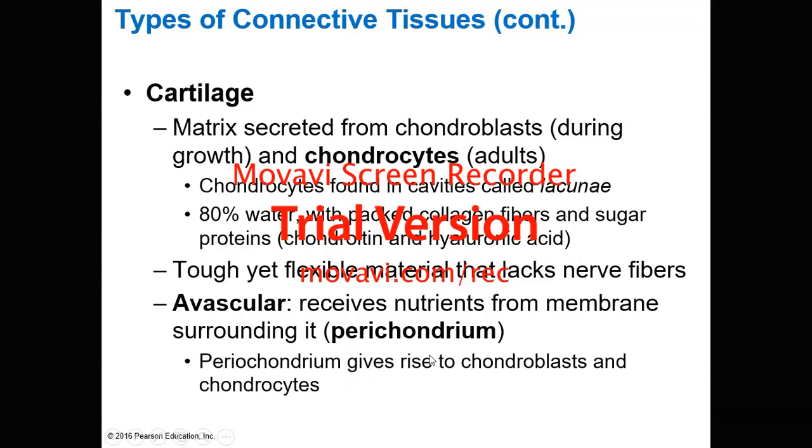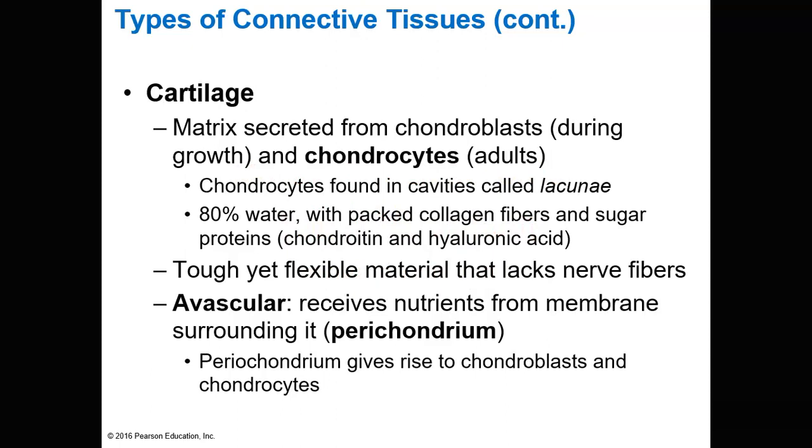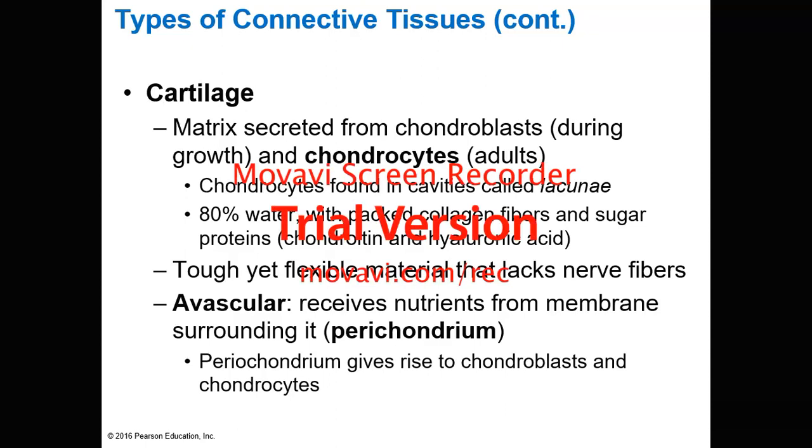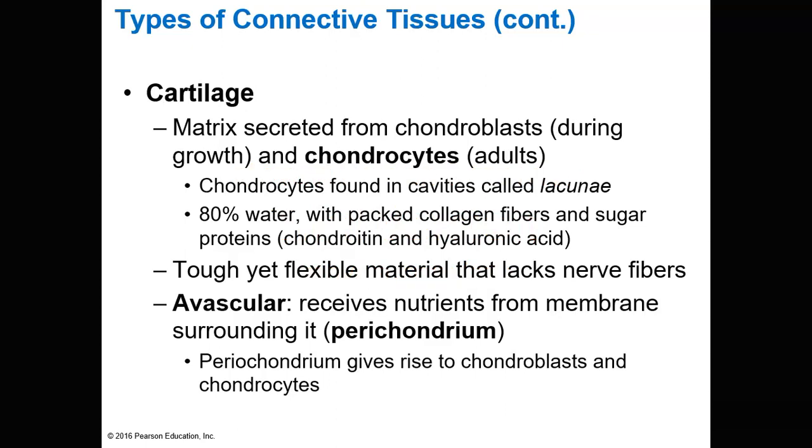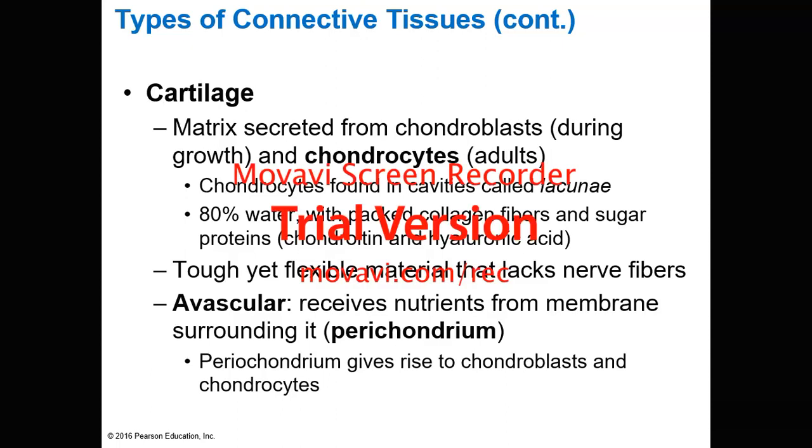All right, cartilage. So cartilage, the matrix is secreted from chondroblasts during growth. And chondrocytes are adult cells, okay? So for cartilage, the matrix is secreted from chondroblasts when they're growing, okay? And then when they become adult cells, they're called chondrocytes, okay? They secrete the matrix, okay? Chondroblasts, when they're immature, secrete the matrix, and then chondrocytes, the mature cells, secrete the matrix.